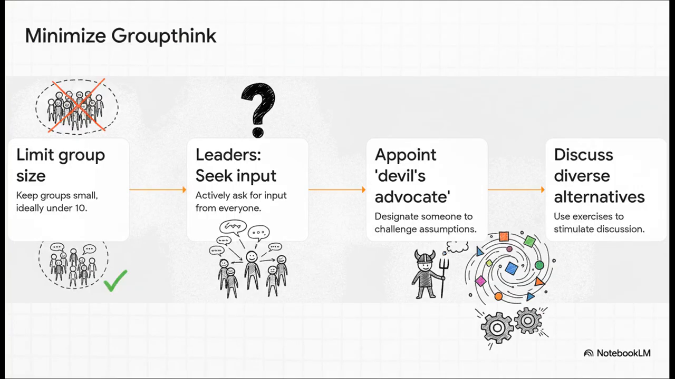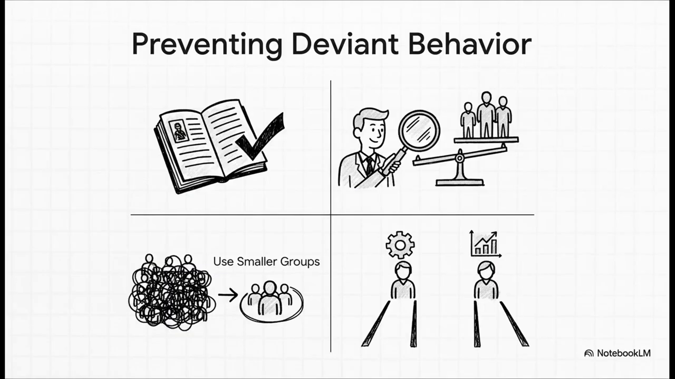If you want to beat groupthink, you have to deliberately introduce a little bit of healthy friction. Keep your group small. Under 10 people is ideal. A leader should never ever state their opinion first. Instead, they need to actively pull input from every single person. And formally appointing a devil's advocate, literally making it someone's job to challenge everything, is an absolutely brilliant way to force critical thinking.